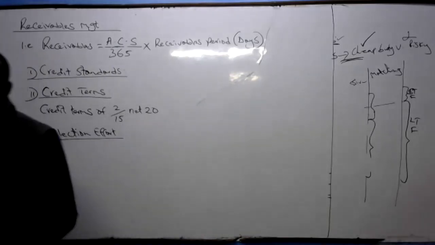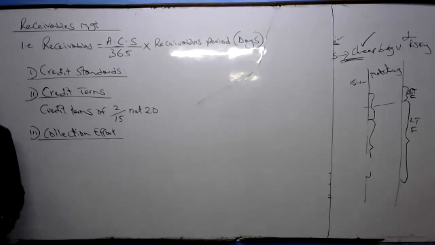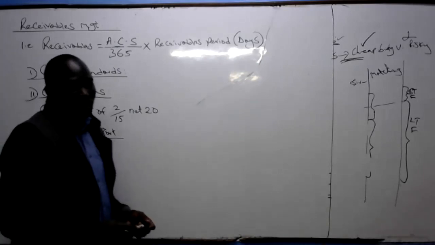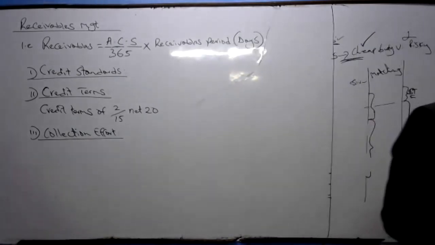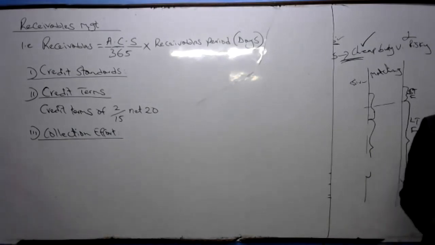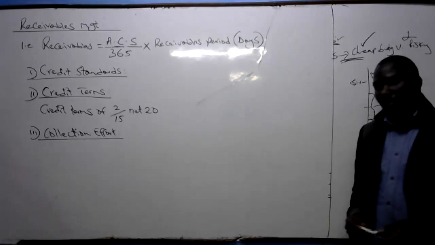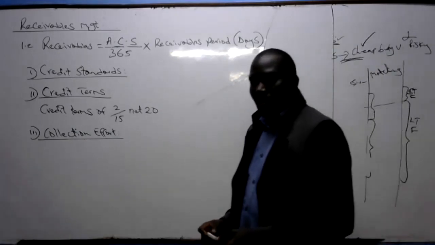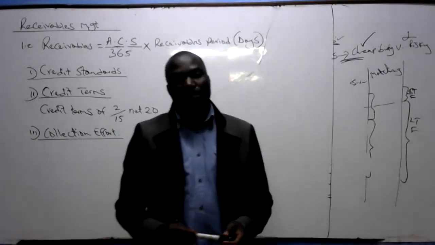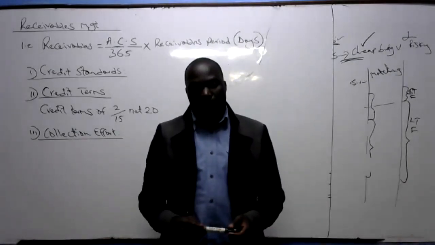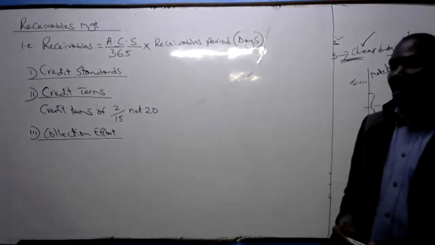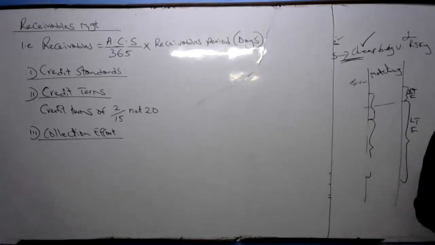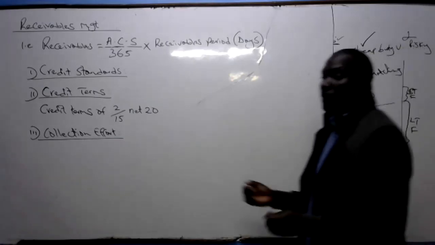Reminder letters. You can send them some letters to remind them. Stroke mails. Phone calls. Personal visitation. And as a last resort, or before the last resort, you can talk about factoring.